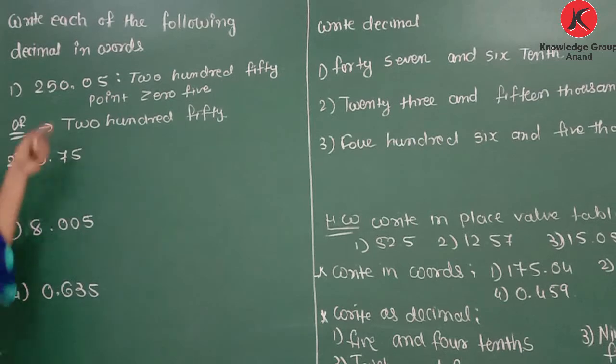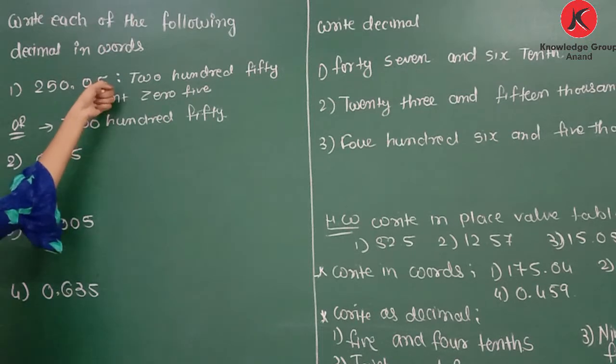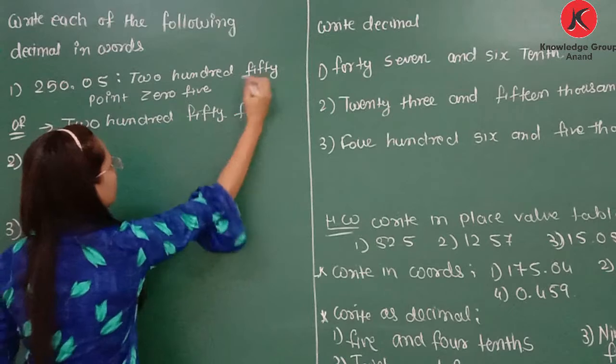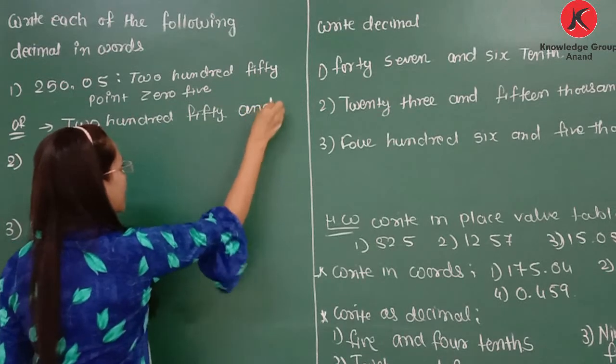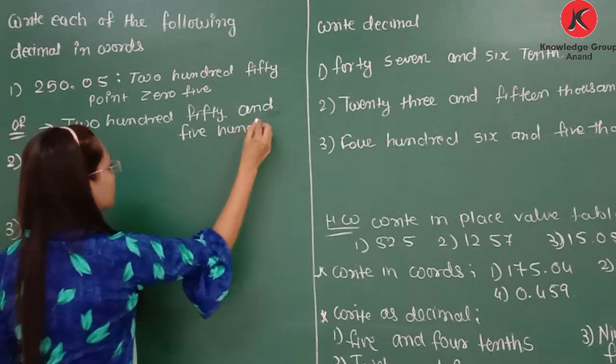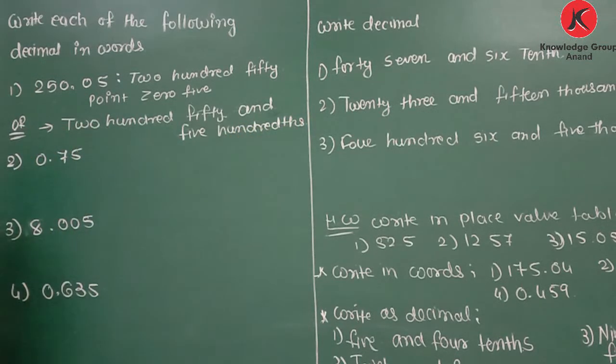After point there is only 5, so 5. But 5 is at what place? It is at the 100th place. So it is 5. Point is written as 'and'. 5 hundredths. Clear? Now next 0.75.